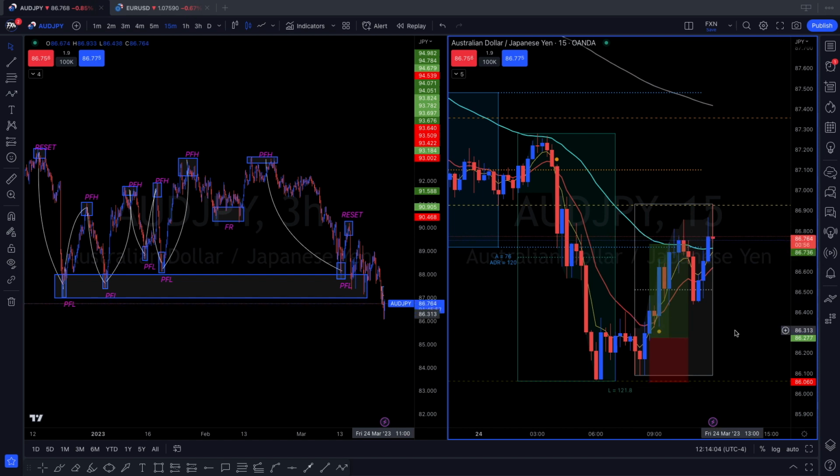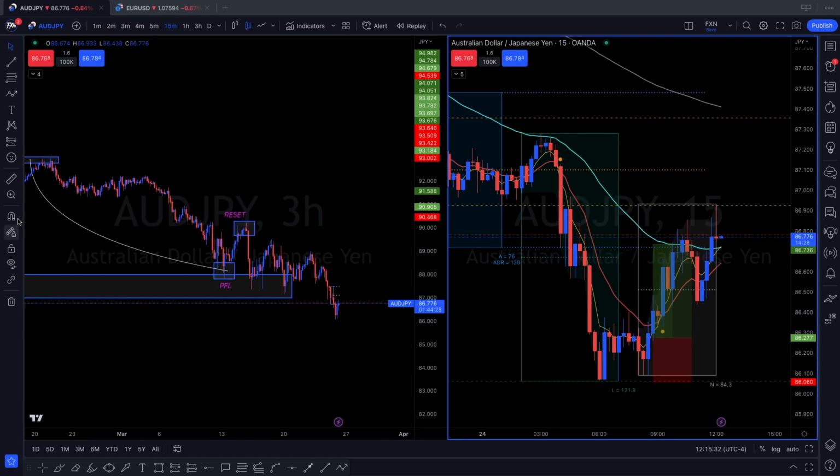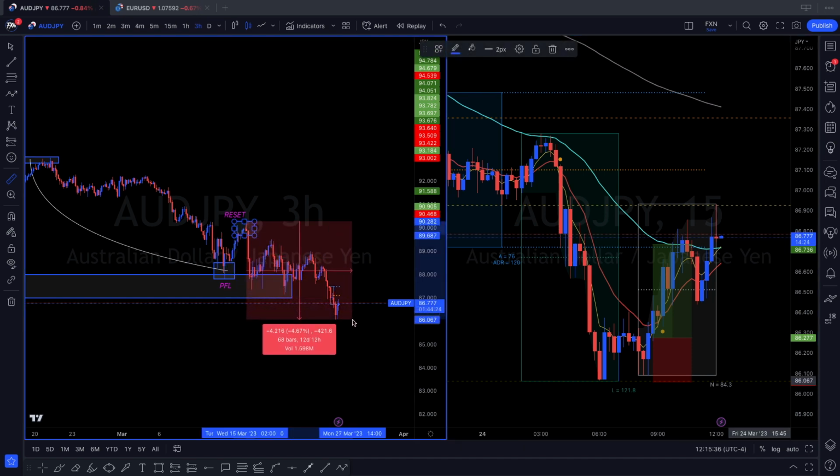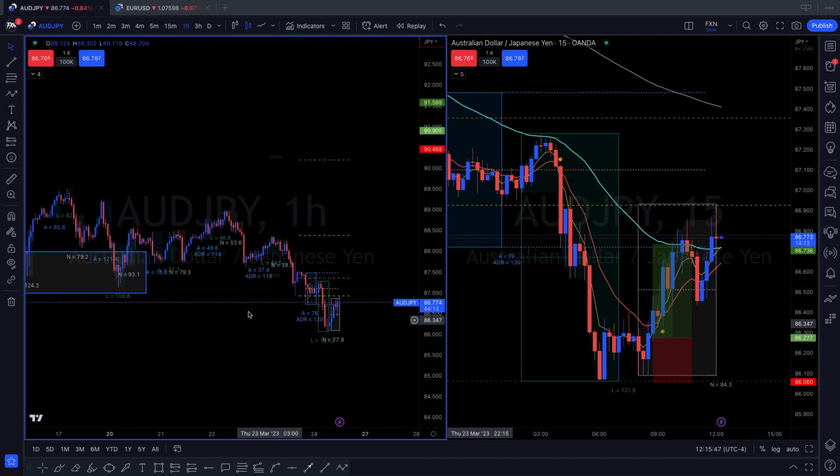That's literally your trade. So now if we measure this out from the reset to where price action is right now, it's about 421 pips. If we go down to the 1-hour time frame to see the ADR here, you can see that the ADR is basically around 120, 118, give or take. So if we take the 420 and divide that by the 118, let's say, you basically get about 3.5 times ADR.